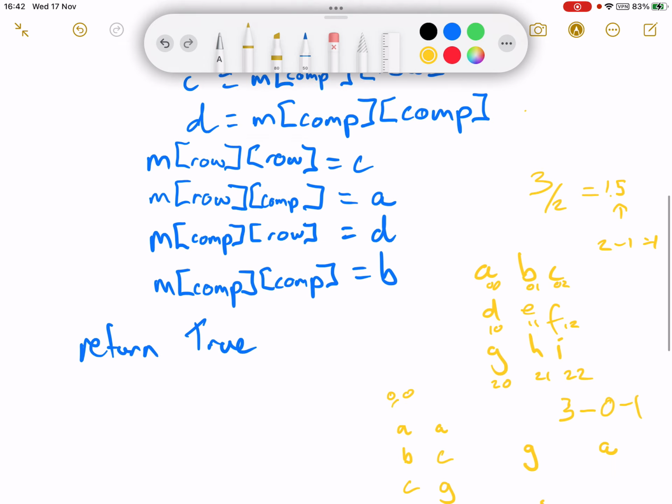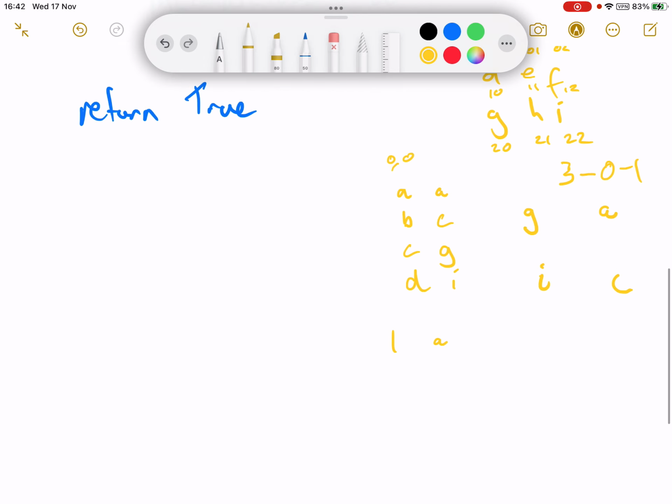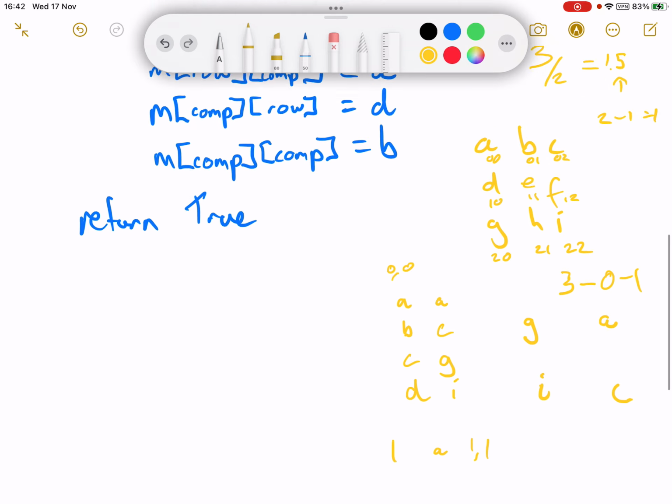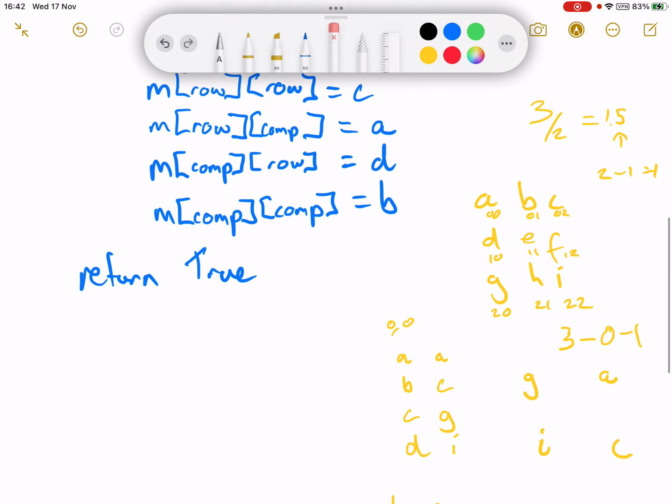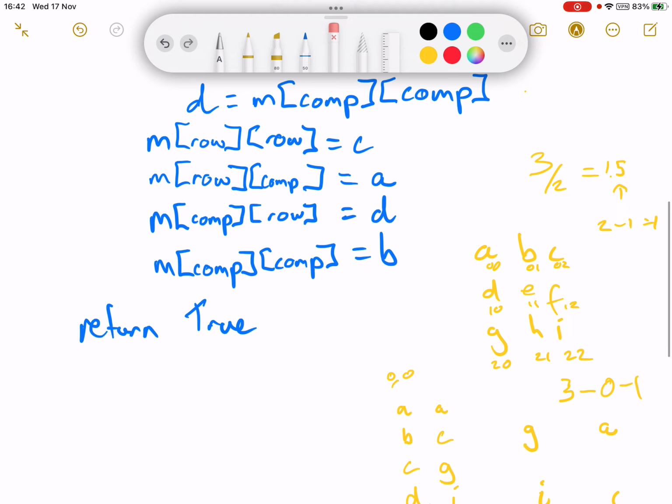So then our A is equal to 1, 1, right? A is 1, 1, which is... Oh, hell no. Oh, fuck. Oh, shit. Oh, my goodness.